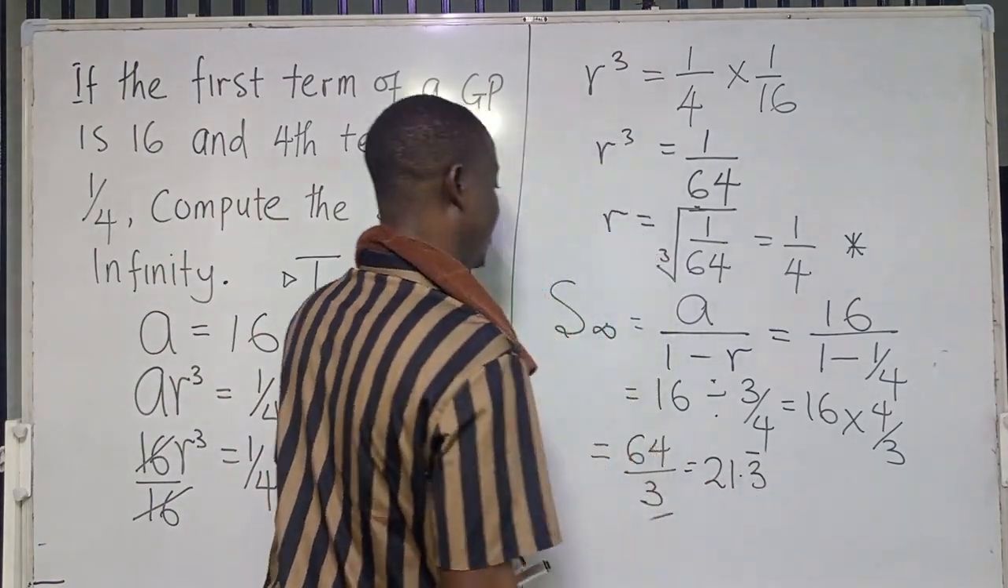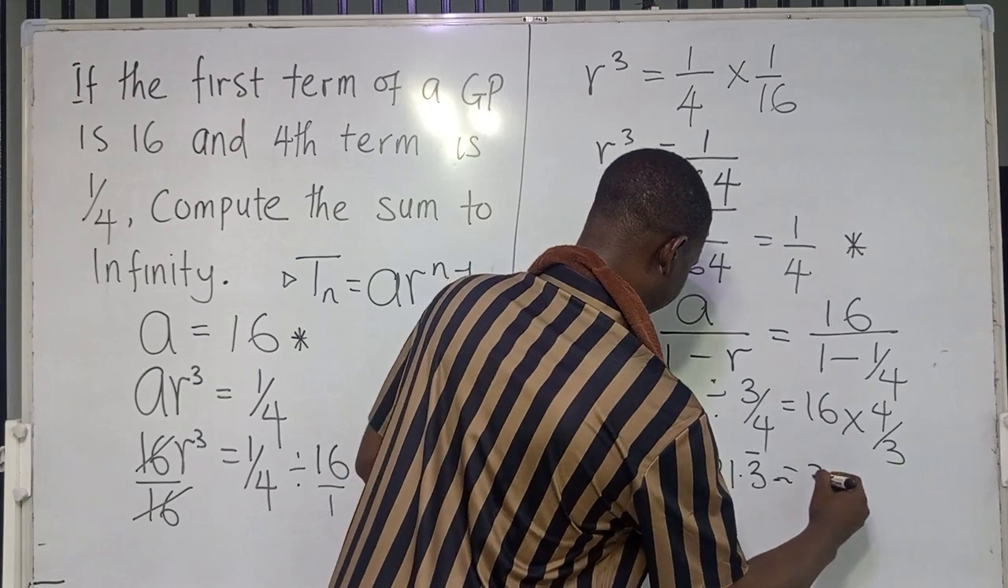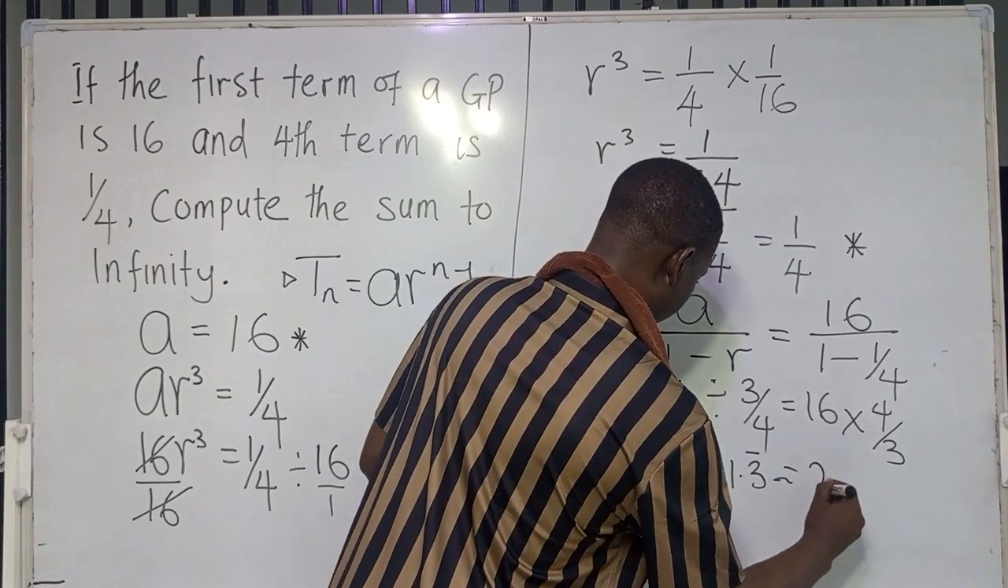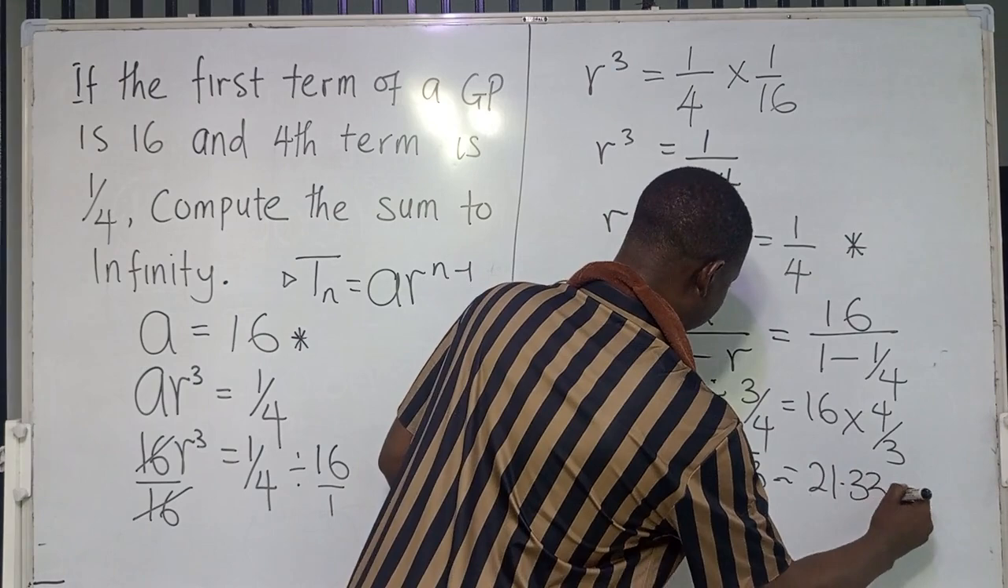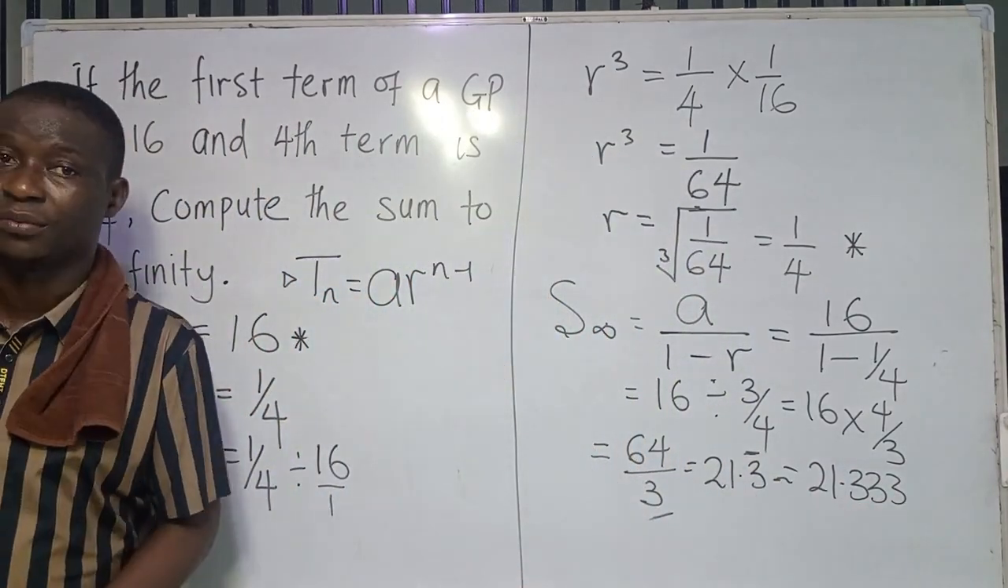21.3333. You can put it like this, with a bar. It is the same thing as 21.333. It means that the 3 is repeating itself, and you put the bar on top like this. So that is the next question.